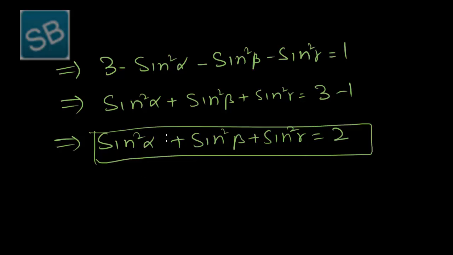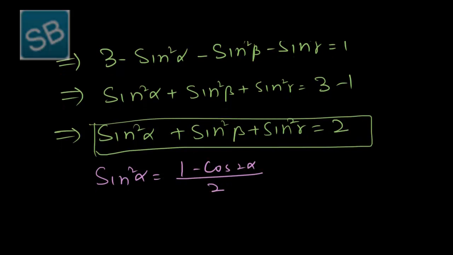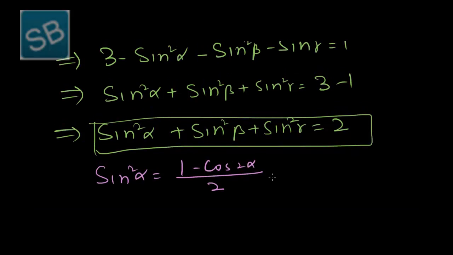As we know that sin square alpha is equal to 1 minus cos 2 alpha over 2, that is the formula of cos 2 theta. Similarly, sin square beta is equal to 1 minus cos 2 beta over 2.